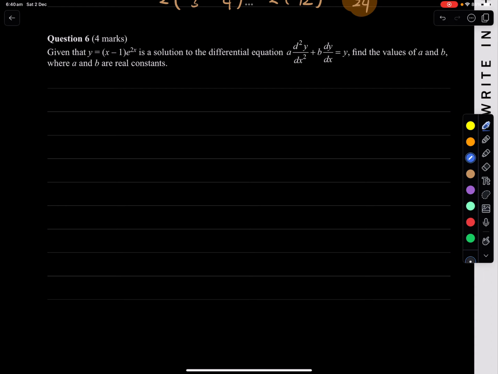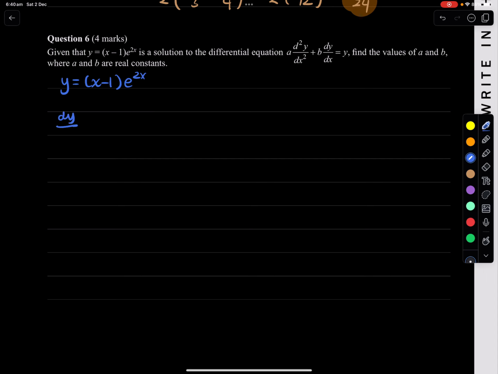What you just do is, because it's saying d squared y over dx squared, imagine deriving this, so dy/dx, and then double deriving it to get d squared, and just putting them all together as a nice expression like this, and then equate all the coefficients. So let's do that. Here we have y equals (x minus 1) e to the 2x. And let's try to find dy/dx.